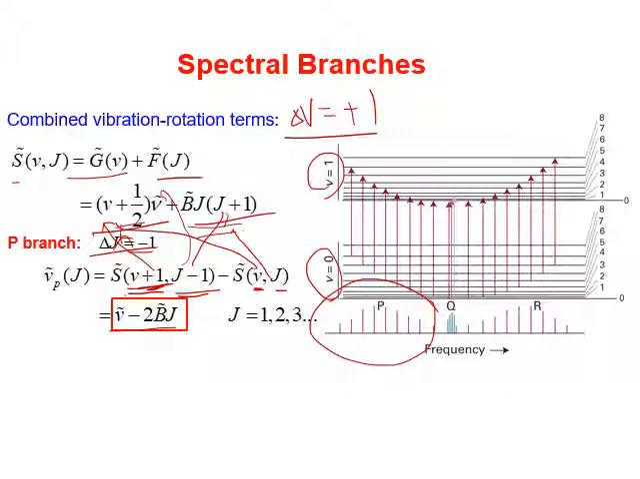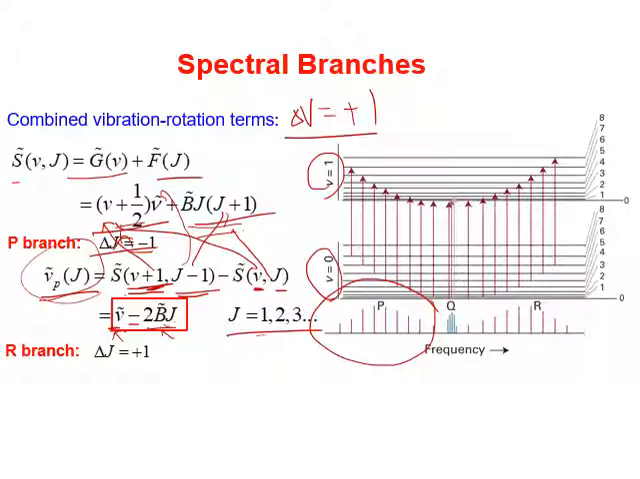And so the P branch theoretical prediction is the natural frequency minus 2BJ. B is the rotational constant. Okay, so if you know the rotational constant and you know the natural frequency of the vibration, then you can predict the frequency in the P branch, which is determined by the J quantum number.